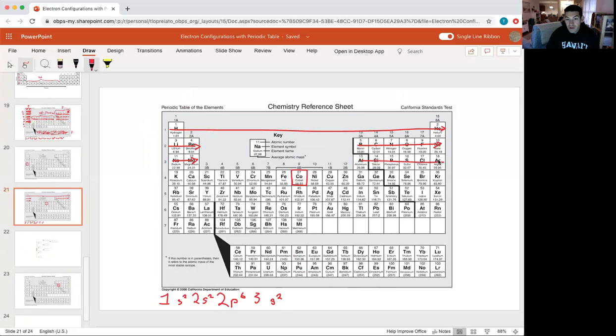All right, we move on into the p block, so we get 3p6. Fourth energy level, we're still not at cobalt yet, so we finish the S section, 4s2.